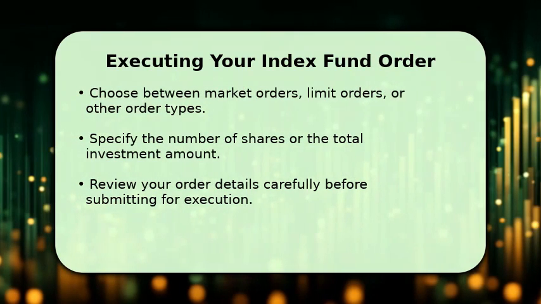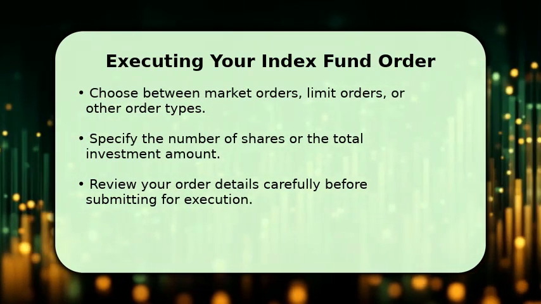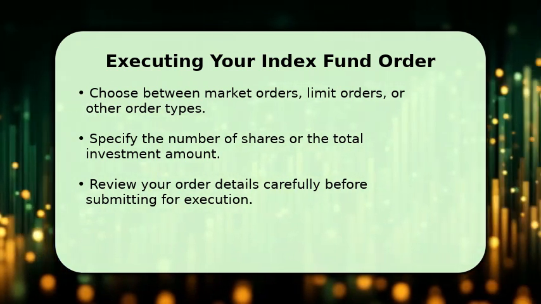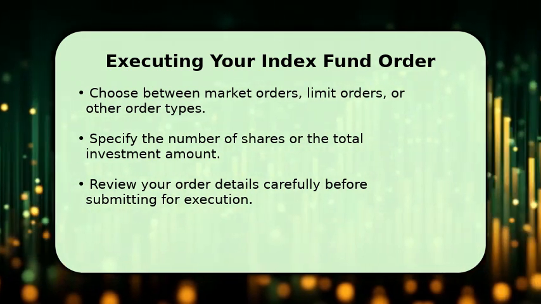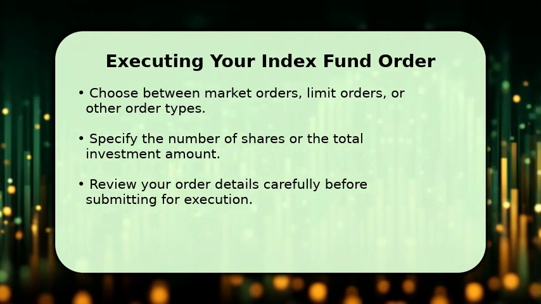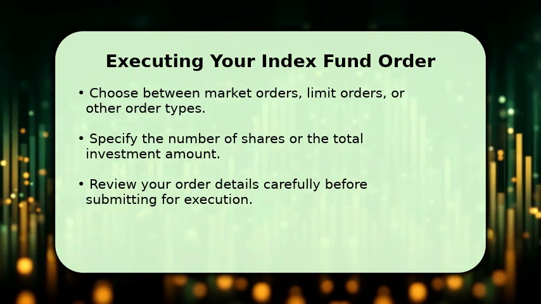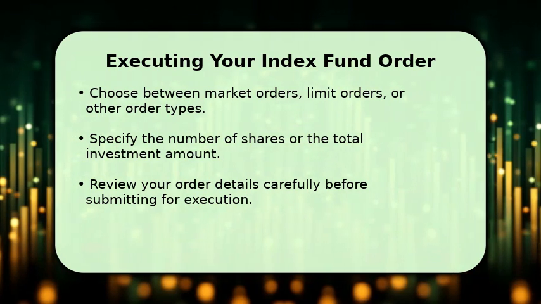After selecting your index fund, it's time to place your order. You'll need to decide on an order type. A market order executes immediately at the current market price, while a limit order allows you to set a specific price you're willing to buy at. Enter the quantity of shares you wish to purchase or the total dollar amount you want to invest. Always double-check all the order details before clicking Submit to ensure accuracy.